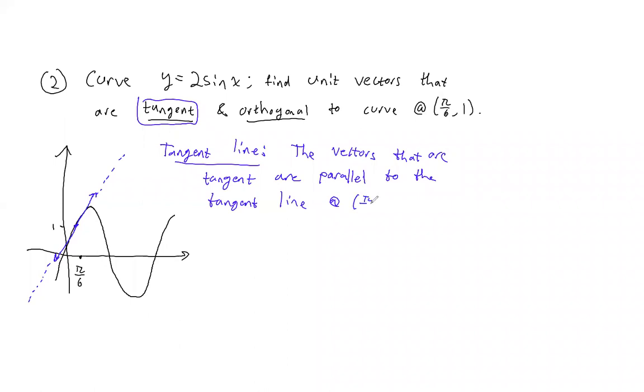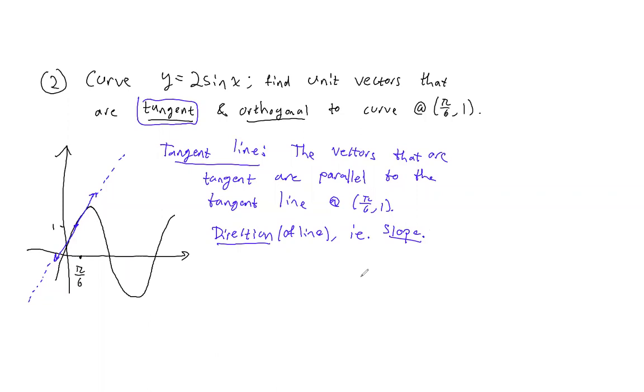At the point pi over 6, 1. Now, I don't actually need to know what the formula of that tangent line is. If all I'm interested in is the fact that they're parallel, I don't care about where that tangent line intersects the y-axis. I care about the direction that the line is going in, right? The only thing that's really important for me is the direction the line is going in, i.e., what we're really talking about is the slope. What we want is the slope of that line.